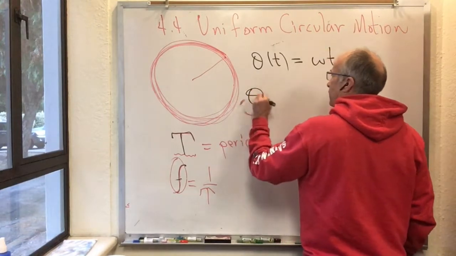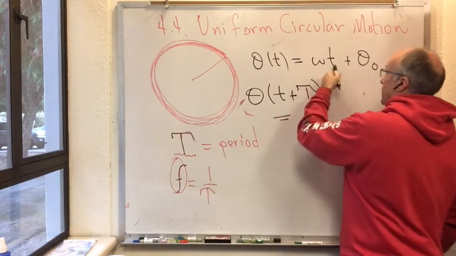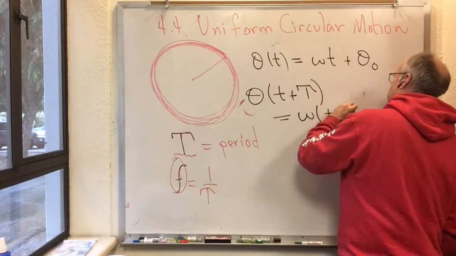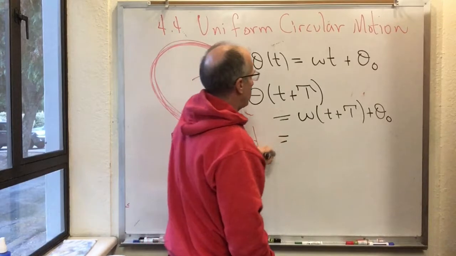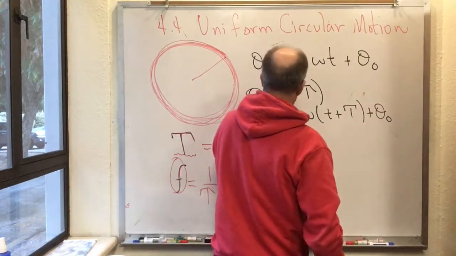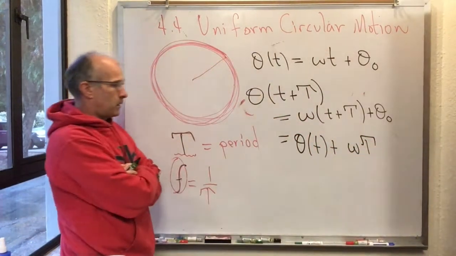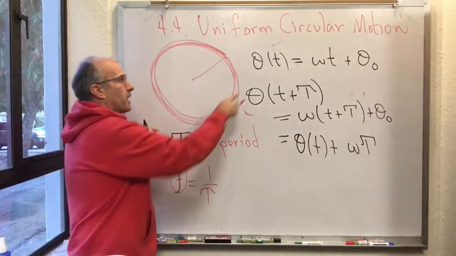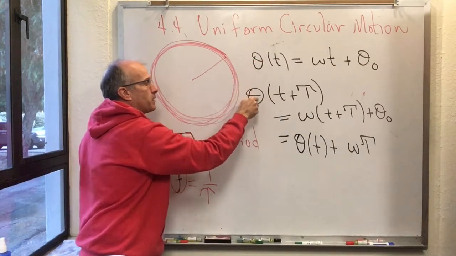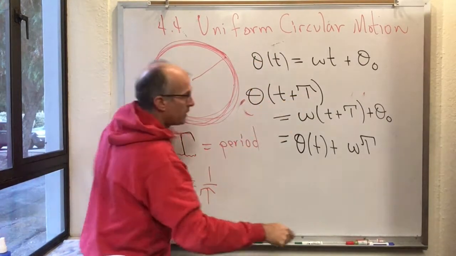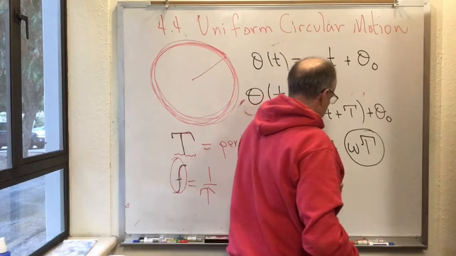If theta at t plus capital T, well, I can just plug that in here. That's omega times t plus capital T plus theta naught. Okay, so that's equal to omega t plus theta naught, which is back equal to theta at t, and then I have plus omega capital T. So if theta is supposed to have increased by 2 pi as I go from theta at t to theta at t plus capital T, it must be the case that omega capital T is 2 pi.